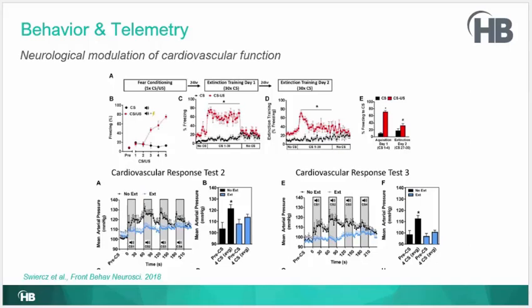This is a little bit more work from the same lab, Schweitzer et al. In this particular study, I believe they were looking at extinction. Extinction is where you teach the animals that these conditioned stimuli no longer have any predictive value for freezing. You just keep presenting the cue over and over again, and eventually they stop freezing in response to the tone. This is also the case for the cardiovascular responses as well, which is what you can see down here in this lower set of panels.